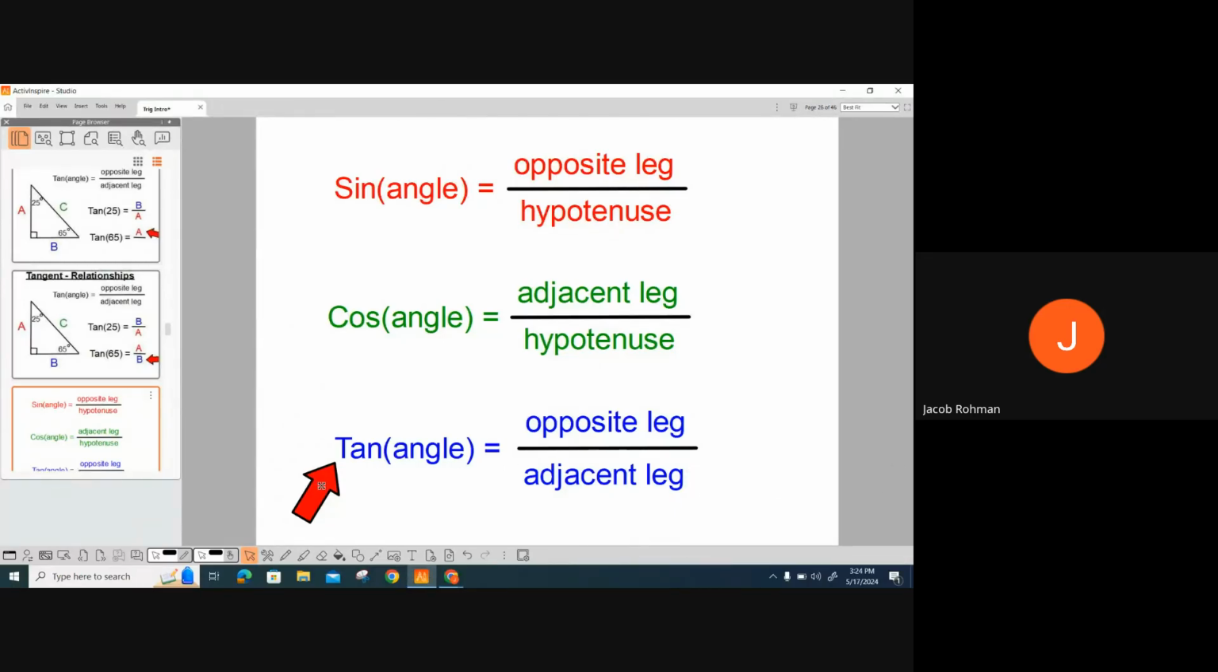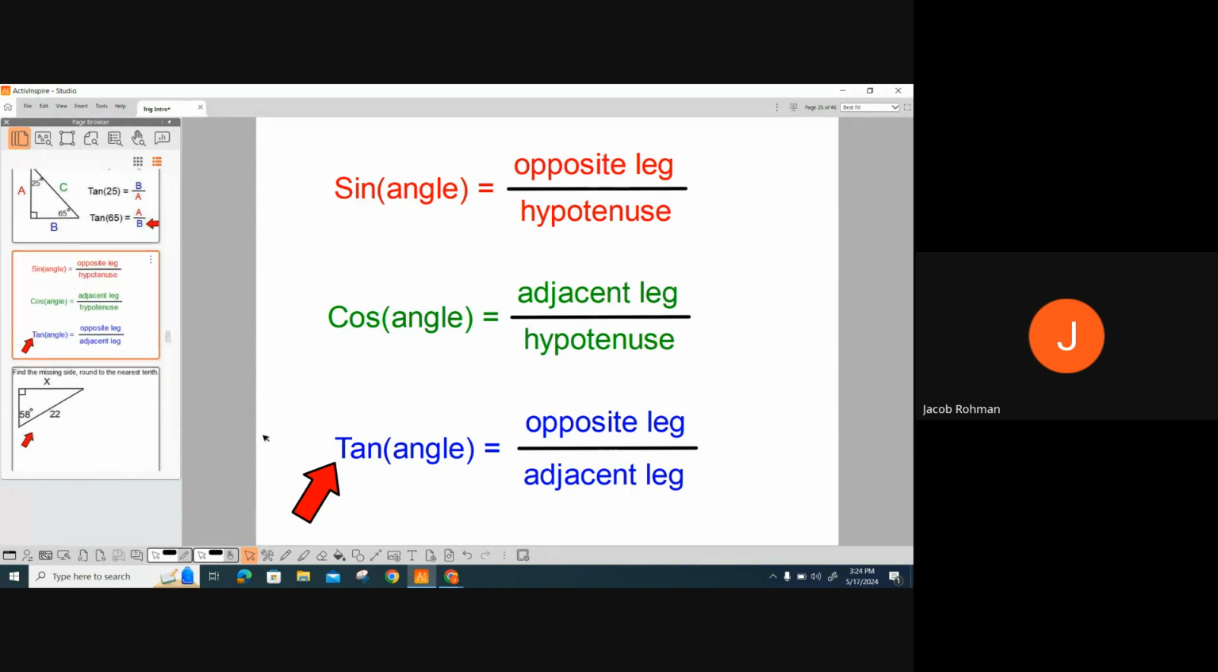So part 2 of the video lesson: finding missing sides of right triangles using trigonometry. So here we have the three trigonometry relationships. Sine of our reference angle is opposite leg divided by hypotenuse. Cosine of the reference angle is adjacent leg divided by hypotenuse. And tangent of the reference angle is opposite leg divided by adjacent leg.